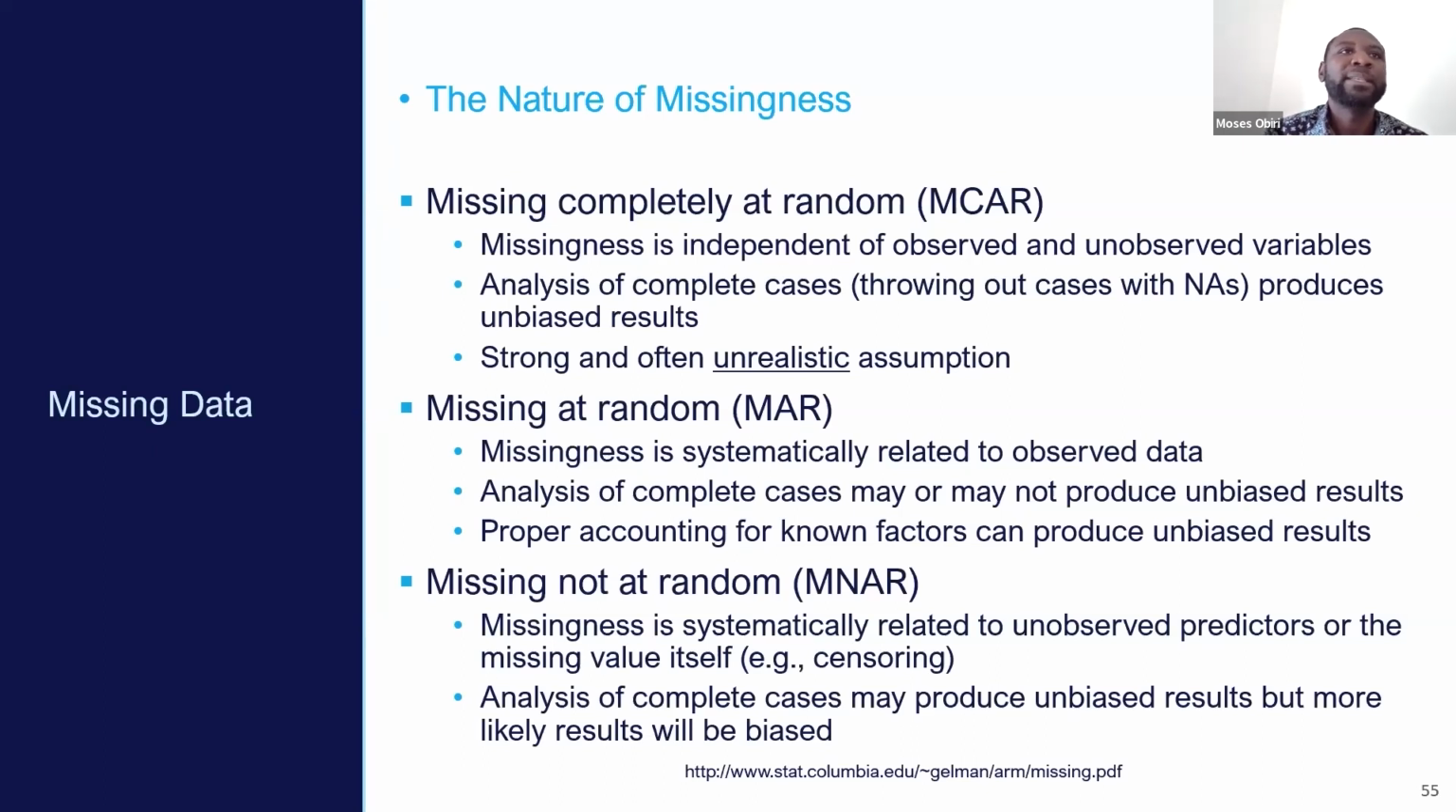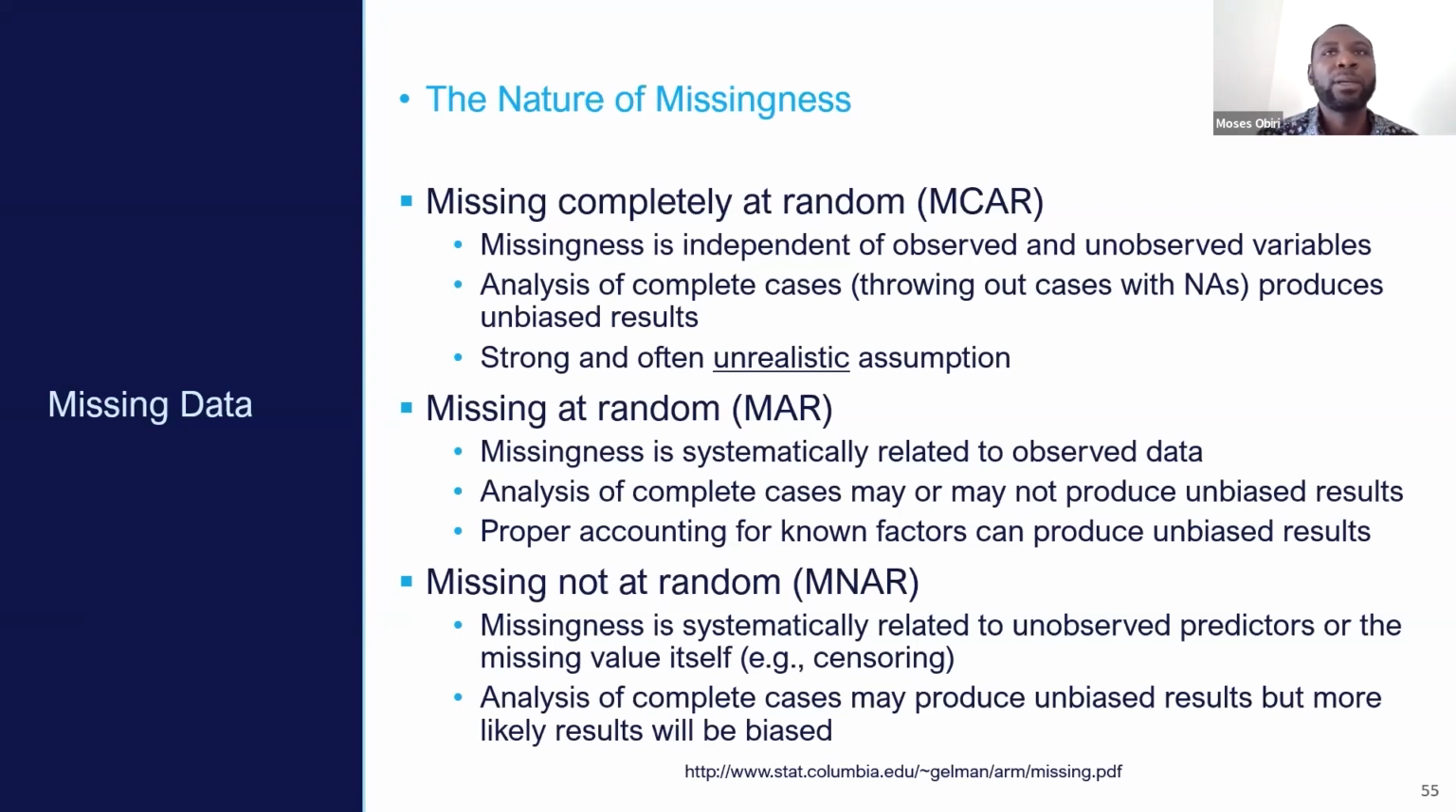The last form of missingness is when you have missingness not at random. And this type of missingness is related to either unobserved variables in your data set, or the missing value itself, the variable that you are trying to use. So this is typically common for censored values, whether left or right censored.